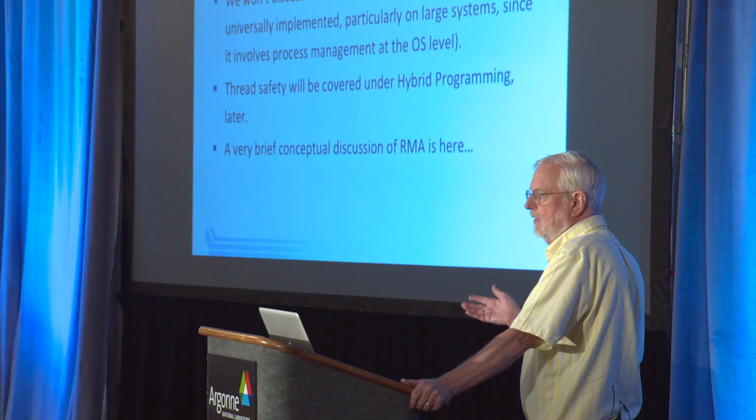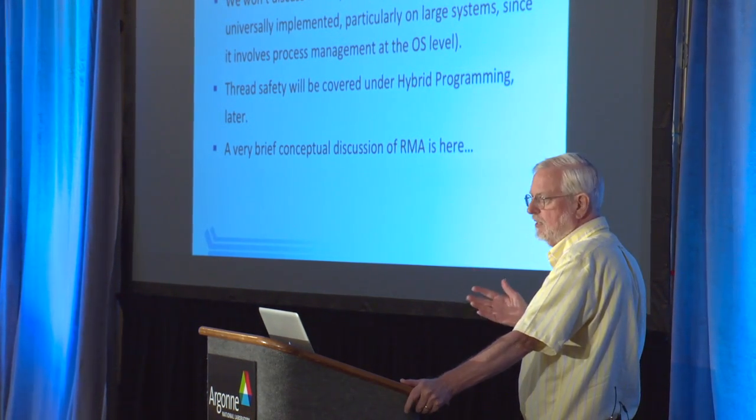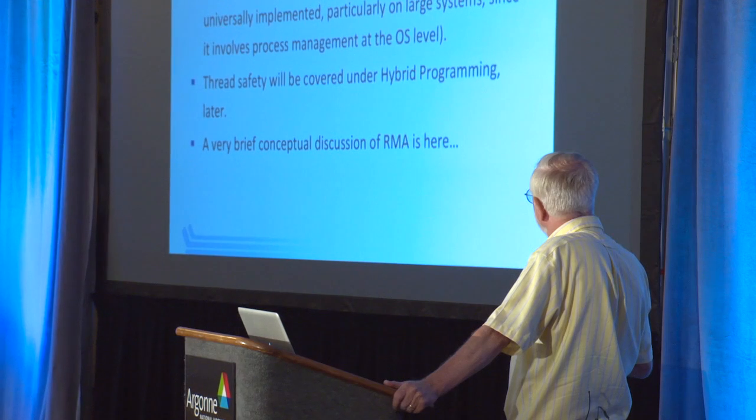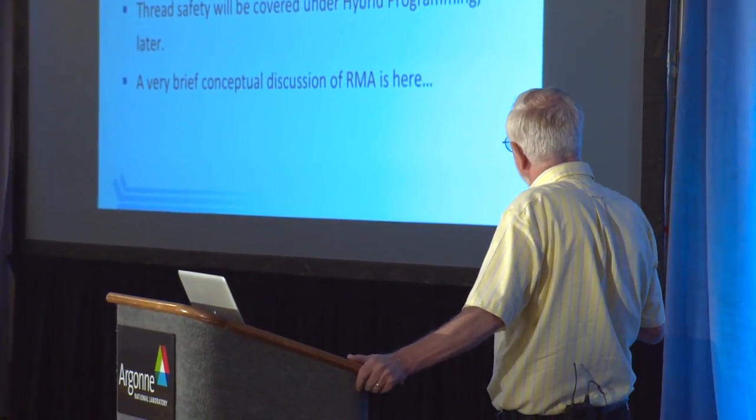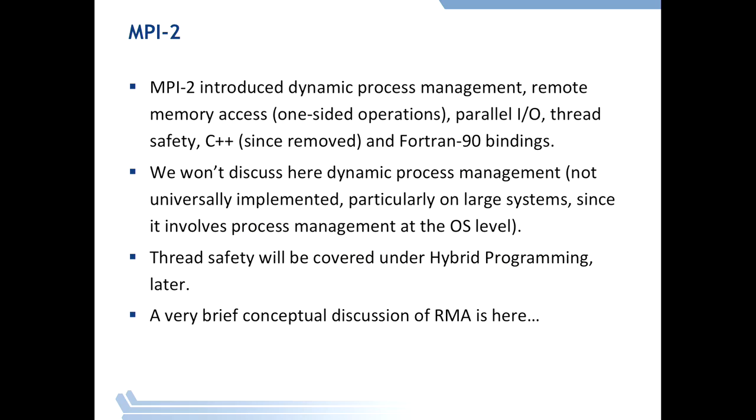So we're not going to talk this week about dynamic process management. It's not universally implemented. It's quite a bit different from the other MPI stuff because it interacts with the operating system in a deeper way, so it's hard to be portable in the implementation. And it may involve the batch scheduler of the system. That is, creation of new processes is something that many schedulers are not really ready to deal with. So we're not going to talk so much about that. We're going to talk about thread safety under hybrid programming.